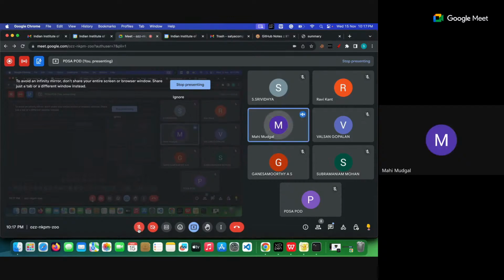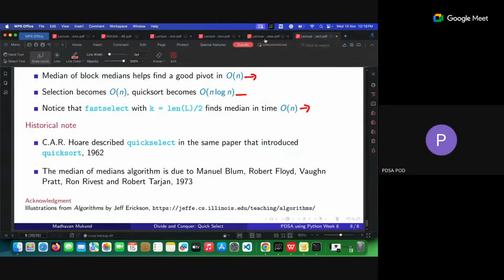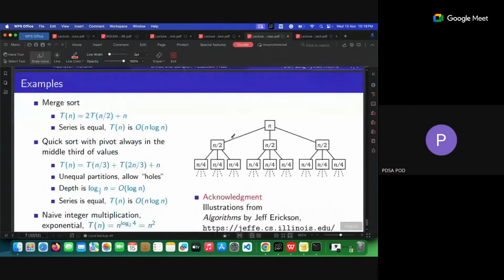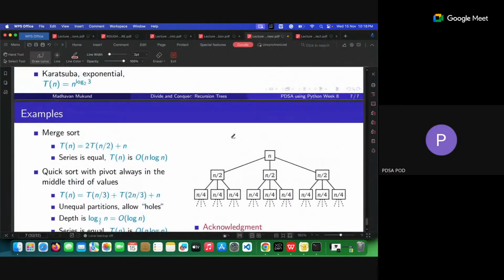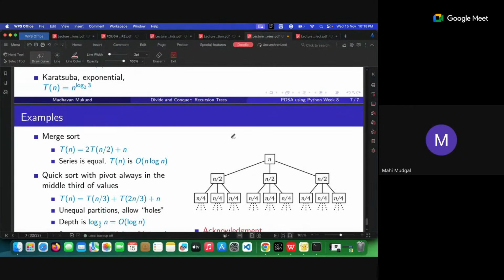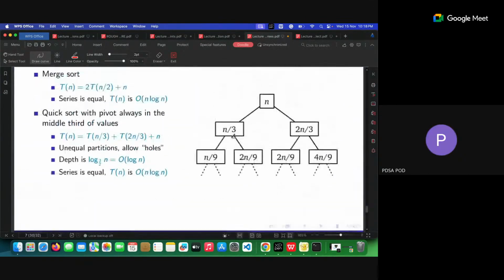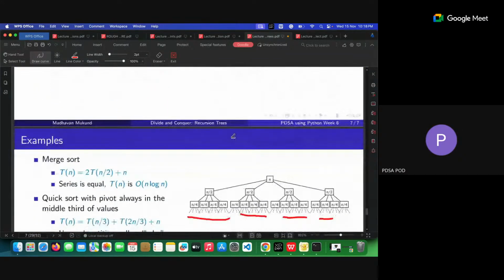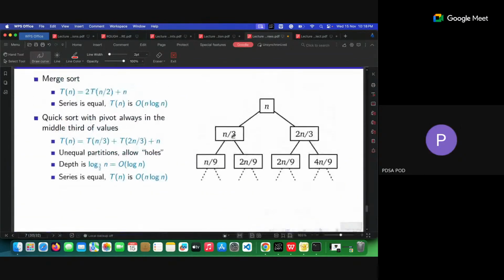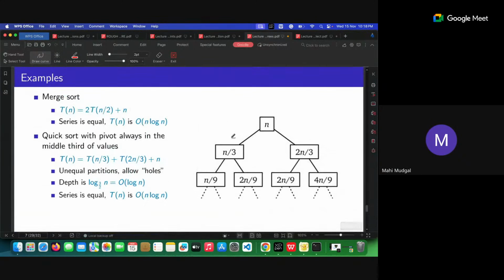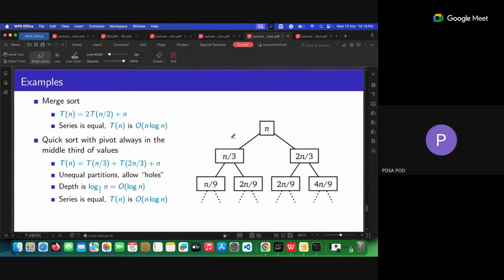Sir, in the previous slide, the recursion tree, can you open that once? Yes, I'll open it. It's a recursion tree. Can you scroll down? Down, sir, down. Still okay. Above. Okay. Sir, here, can you scroll down?